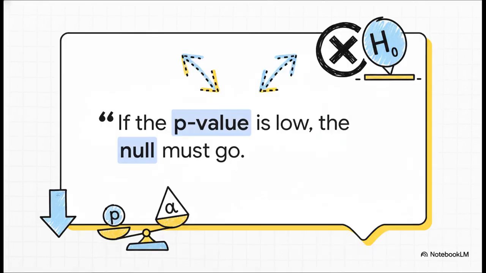This all leads to a really simple decision rule, and there's a fantastic little rhyme to help you remember it. If our p-value, our surprise meter, is lower than our preset standard of proof, alpha, we decide the evidence is strong enough. So the saying goes, if the p-value is low, the null must go.